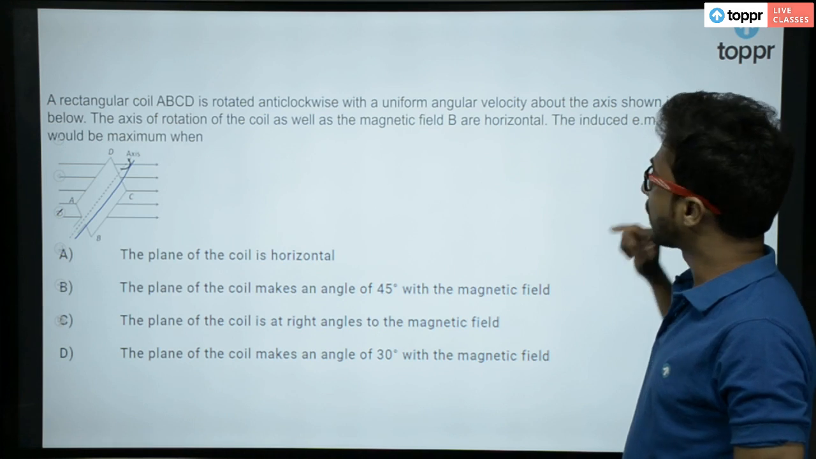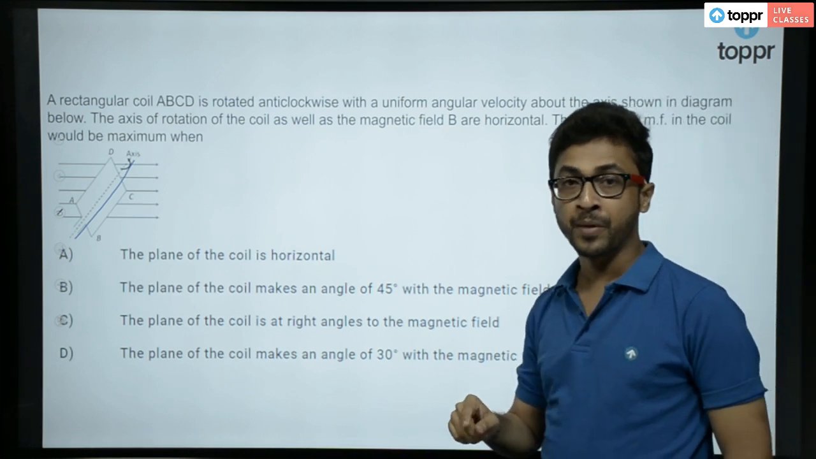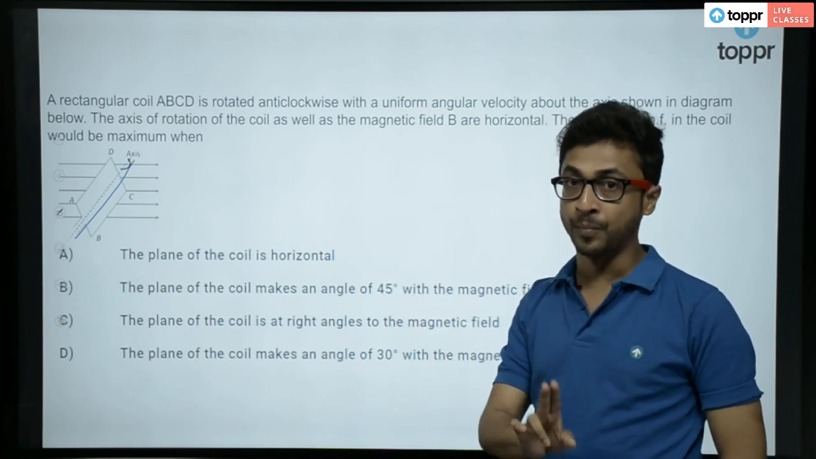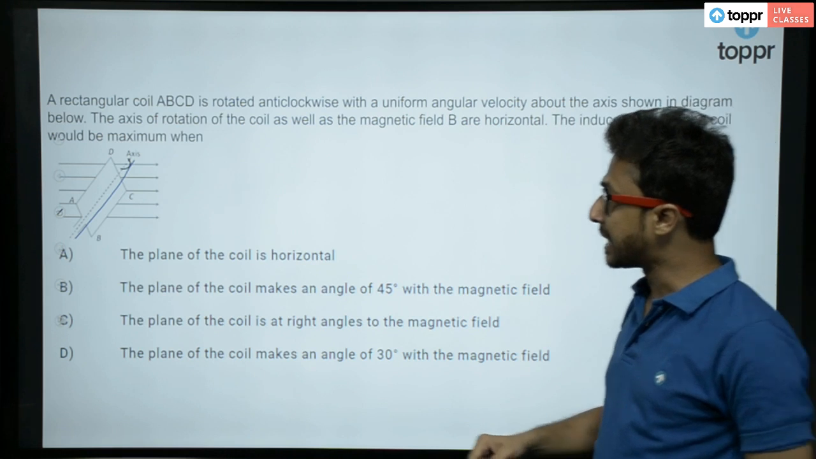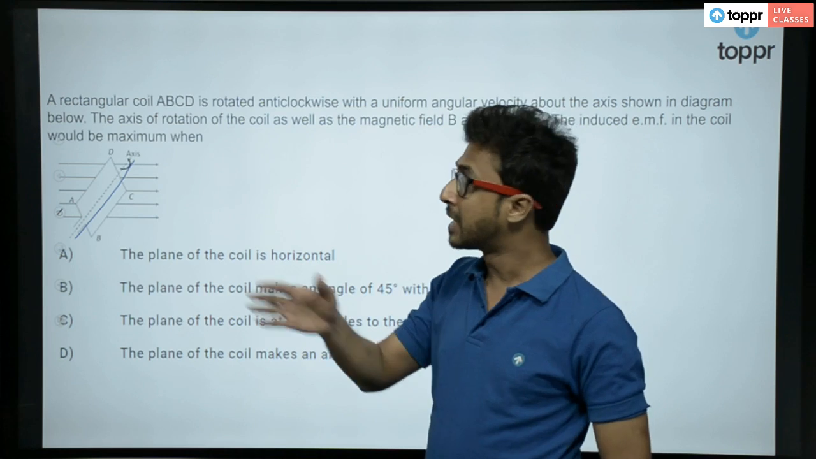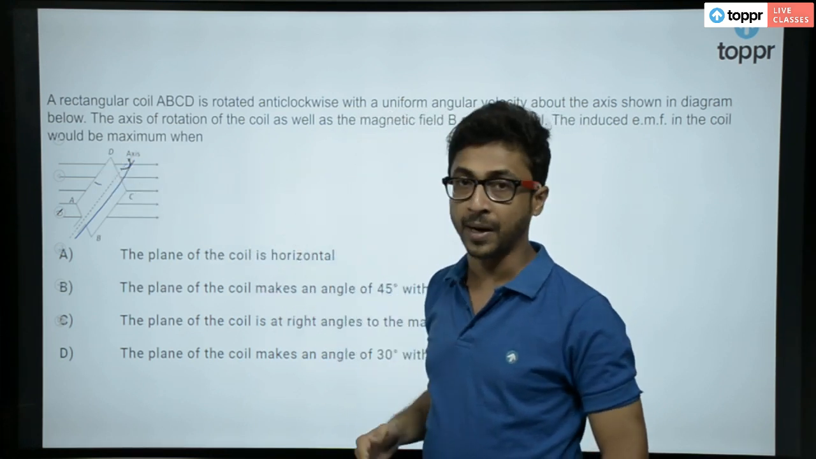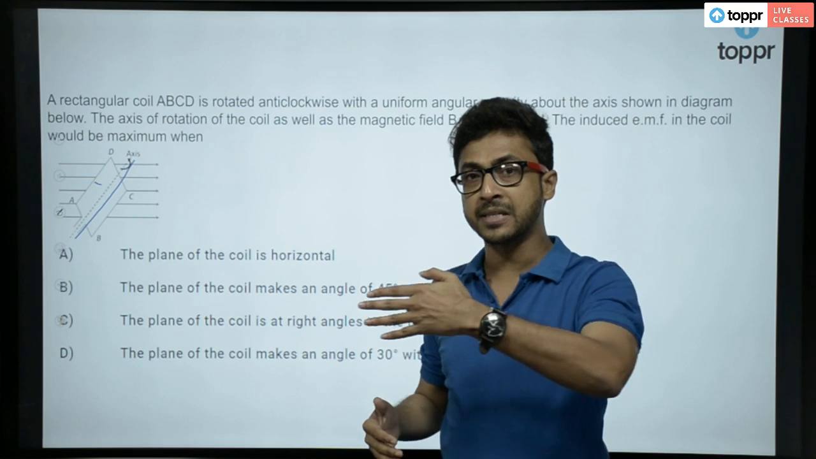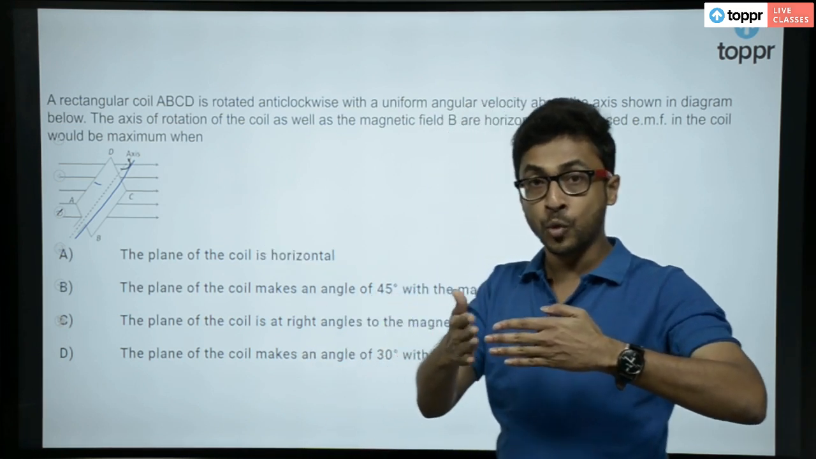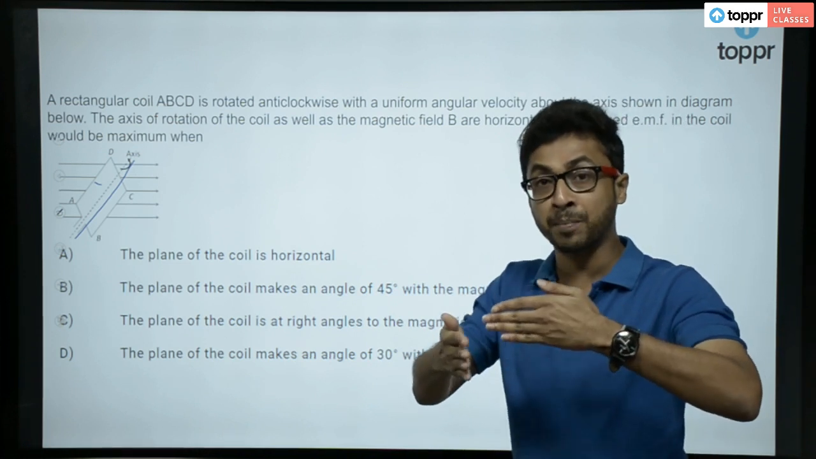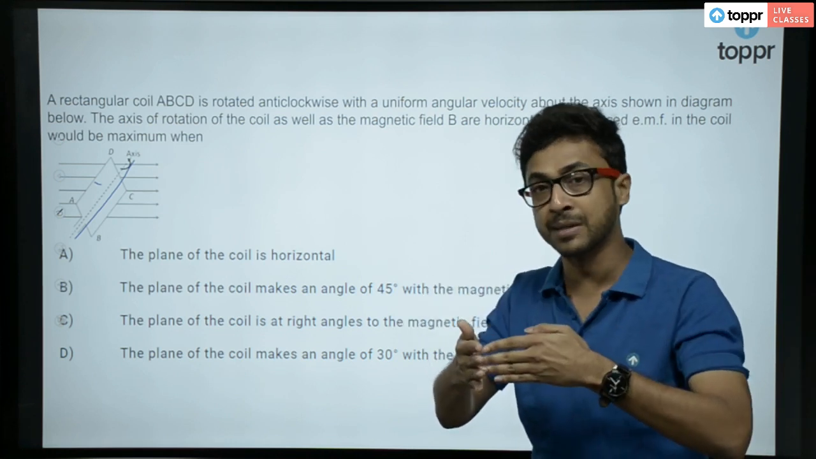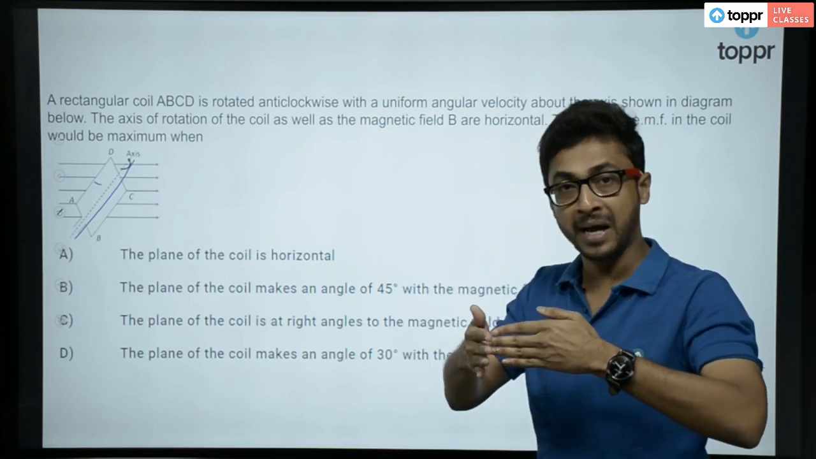The induced EMF in the coil would be maximum. We'll not apply the formula here right now. First try to understand. See, you know from the theory, the magnetic flux is nothing but the amount of lines crossing through an area. Suppose this is the magnetic field and this is the area. So when the plane of the area is perpendicular to the magnetic lines of force, then the flux will be maximum.